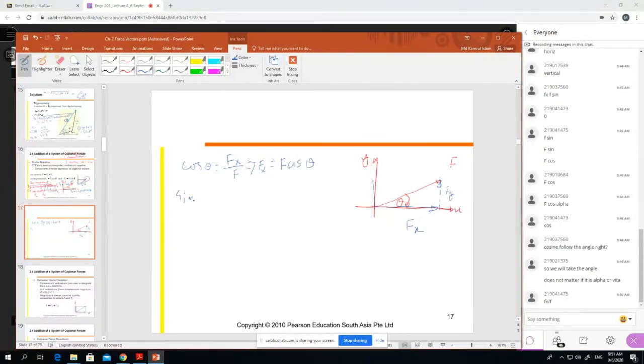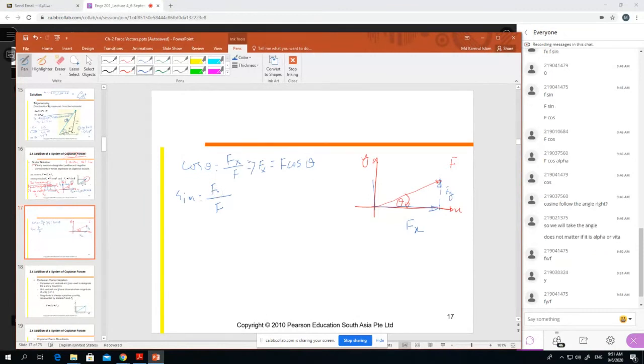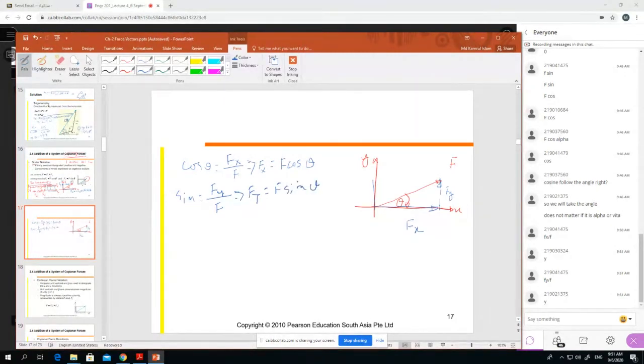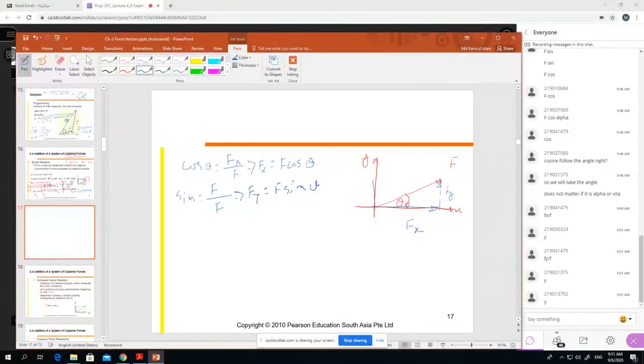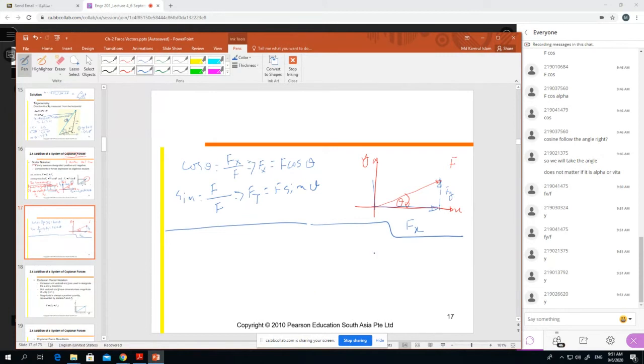Similarly, sin theta equals, please answer me, what will be the answer? F here will be fx or fy? Fy. Okay, so fy equals F sin theta. Now this is, suppose, picture 1.